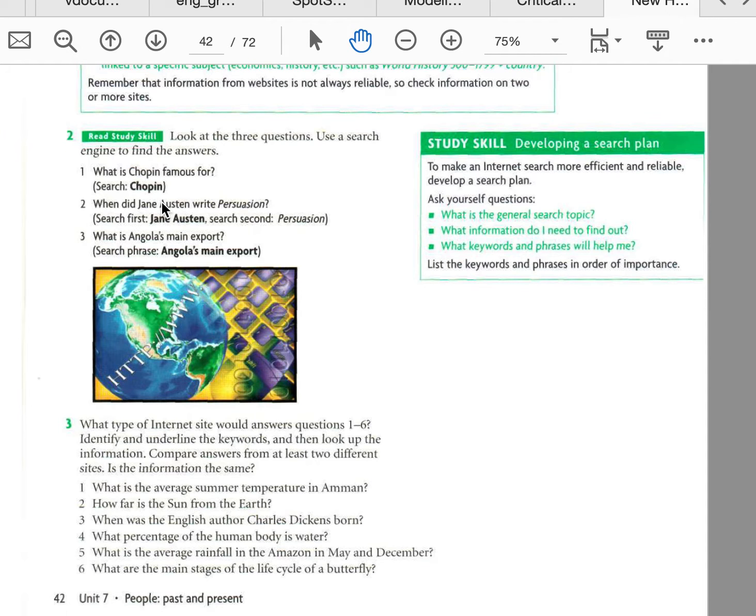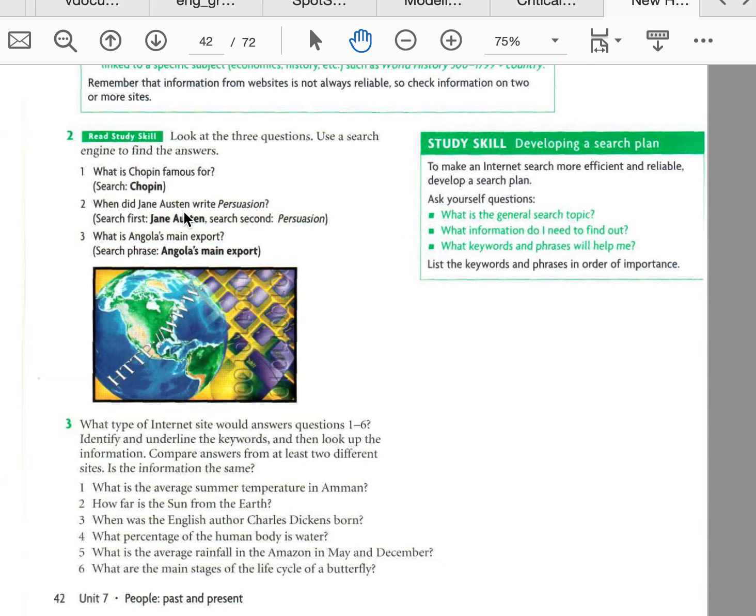So here is some exercise. Look at these 3 questions. Use a search engine to find the answer. This is for you. So what is shopping famous for? It's just a question, so we don't know what shopping is. You can search what shopping is used for. Use shopping as a keyword.